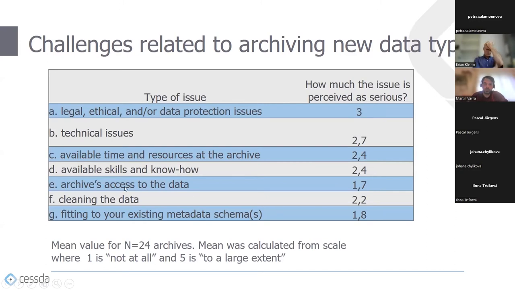And when we go to the bottom of the seriousness of the problems, we can see that metadata schemes and metadata access routes to data are seen by archives' representatives as least serious. So probably the metadata schemas such as DDI are, in the perception of data archives, possible to use even for new data types. And probably most of the archives have some solutions for access to data, even for new data types. So it's not perceived as so serious compared to the legal or technical issues.